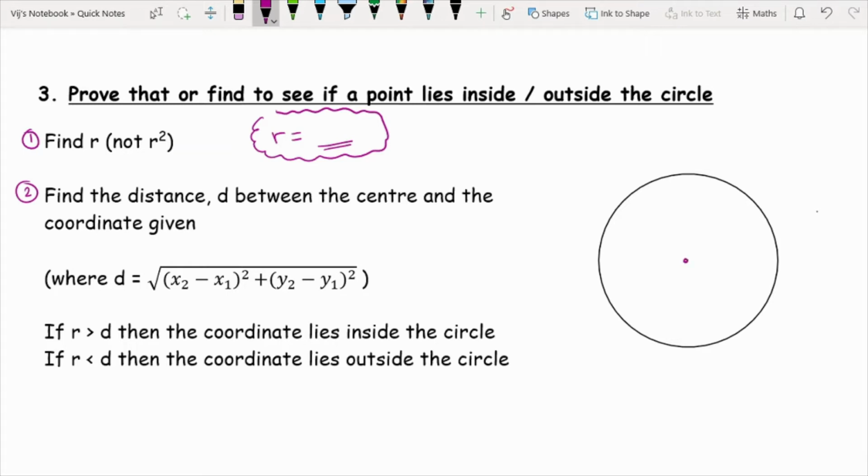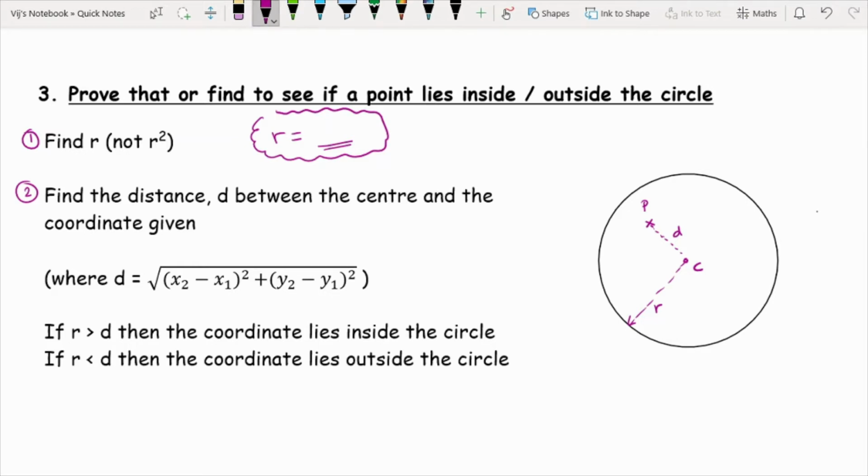Now on this diagram, if I just show where the radius is. Let's say there, we'll just call this coordinate P, and this is the centre C. If I work out the distance between P and C, which we will call D, now if point P lies inside the circle, then that distance D, using the centre coordinate as a common coordinate that's used in both formulas, should be smaller than R, or in other words, R should be bigger than D. And if that is the case, then point P will lie inside the circle.